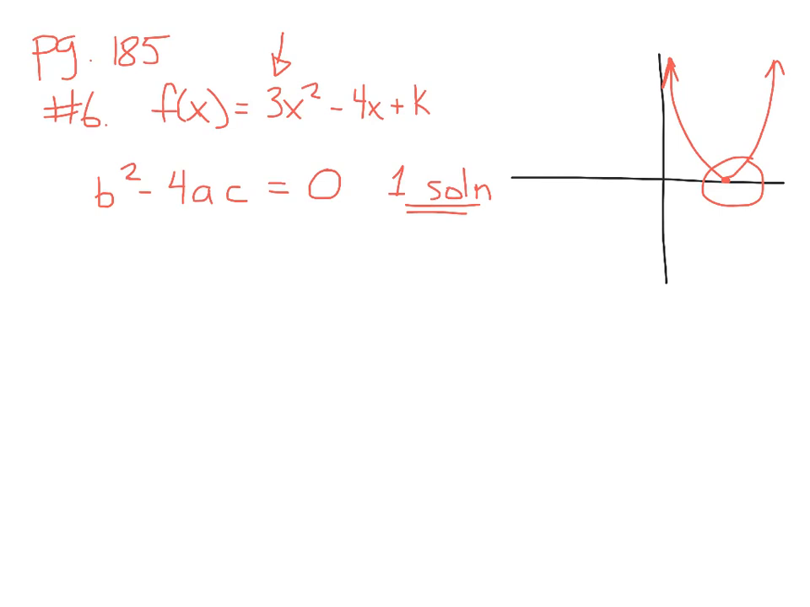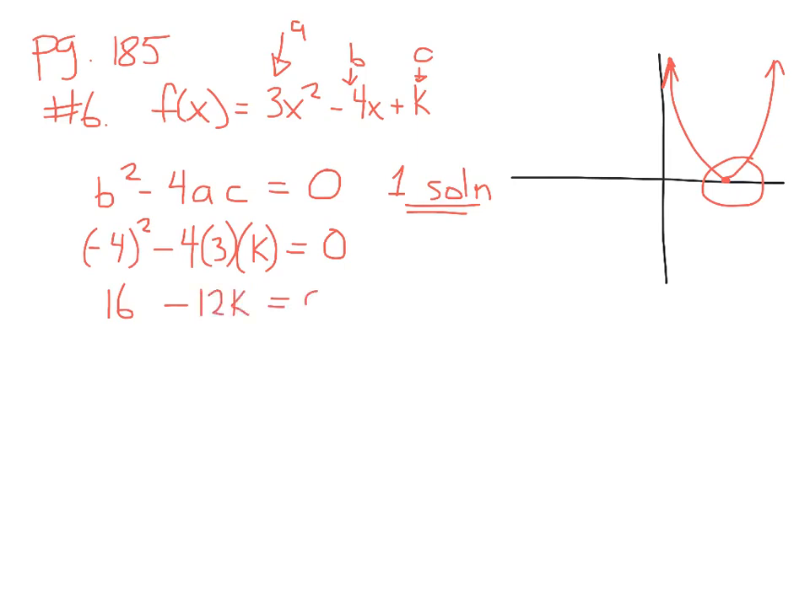Okay, so if I plug in all my variables here, I know that my a value is 3, my b value is negative 4, and my c value is just k. So that's what I'll plug in here. I have negative 4 all squared minus 4 times a, which is 3, times c, which is k, equal to 0. Solving this, I'm going to get 16, and over here I'll have negative 4 times 3 times k, which is negative 12k, equals 0.